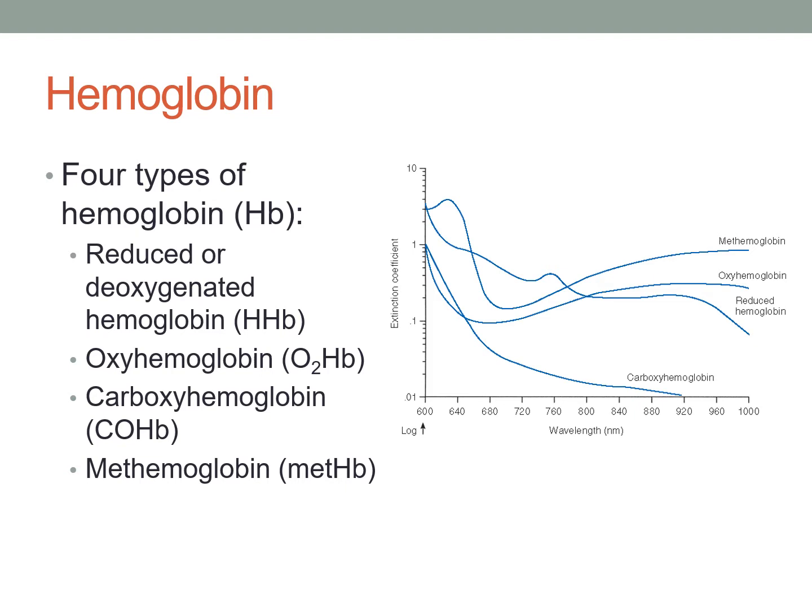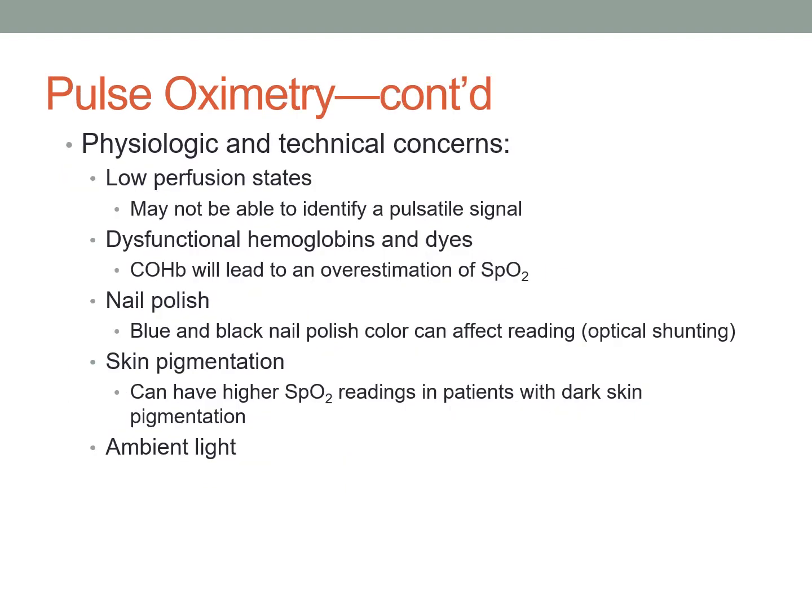So the pulse ox itself cannot differentiate what the hemoglobin is being saturated with. The light source just picks it up as being saturated with something. Okay, so when we're looking at some of the things that we need to consider when we're monitoring patients, if they have a low perfusion state, it's often difficult to get a signal. That's something that we run across fairly frequently.